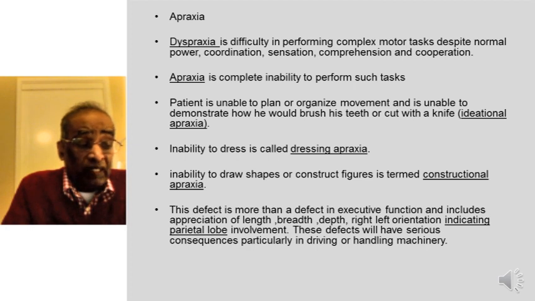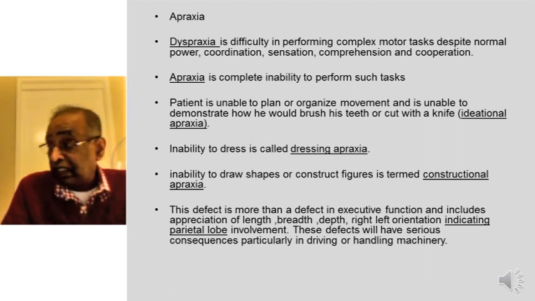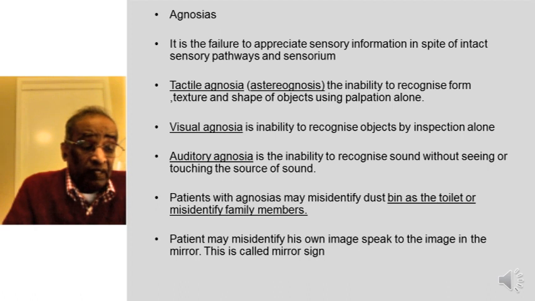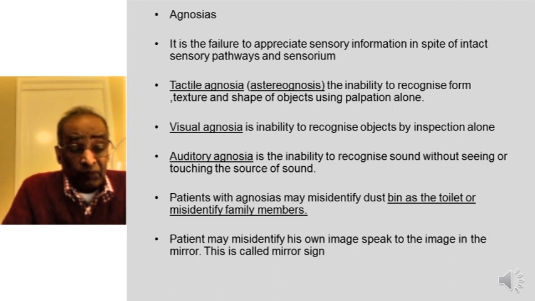This defect is more than a defect in executive function and includes appreciation of length, breadth, depth, right-left orientation, indicating parietal lobe involvement. These defects will have serious consequences, particularly in driving and handling machinery. Agnosia is a failure to appreciate sensory information in spite of intact memory pathways and sensorium. Tactile agnosia or astereognosis is the inability to recognize form, texture, and shape of objects using palpation alone.